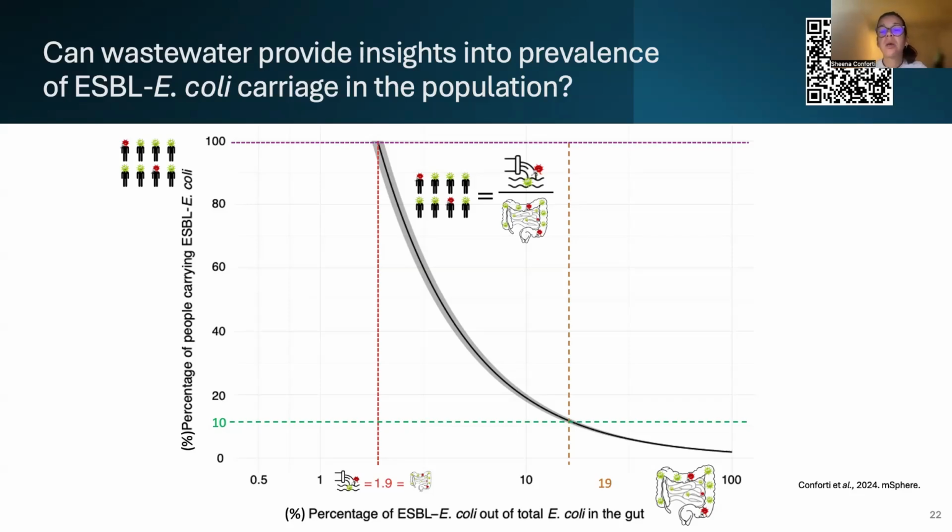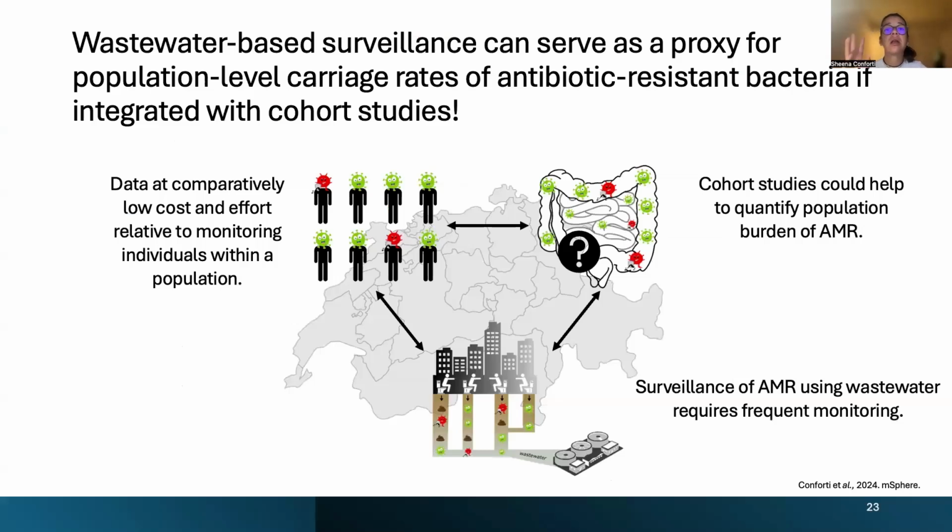And with this study, we understood that it would be possible to use wastewater-based surveillance as an indicator of carriage at the population level, but we do need cohort studies telling us how much carrier gut actually have ESBL E. coli out of total E. coli. What is the percentage of it? So again, this is another example of how we could use wastewater surveillance, but it needs to be integrated in a bigger framework, namely be integrated with clinical or other type of studies.